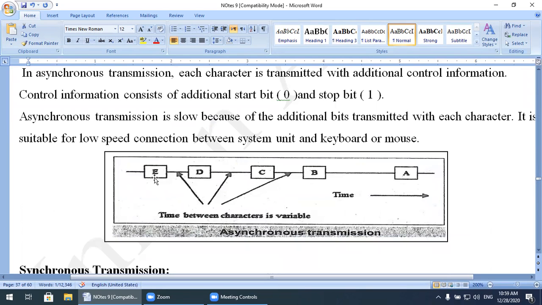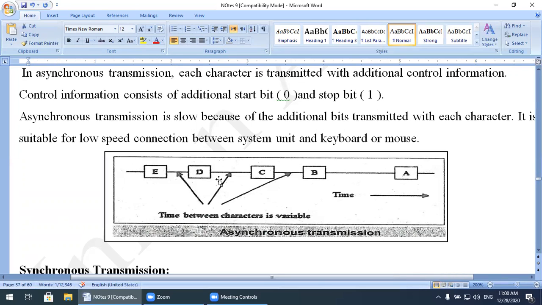How many characters are there? A, B, C, D, E. Instead of hello, we are going to explain the example with A, B, C, D, and E. Five characters are there. The first character is A, when you are typing A, and the second character is B. The interval between the first character and the second character B is different from the interval between B and C, and the interval between C and D is different too.